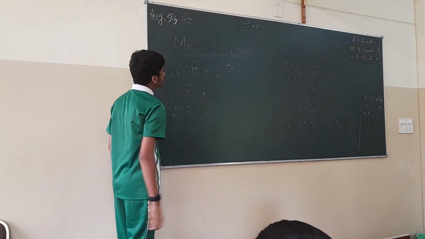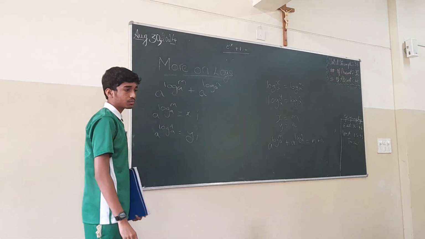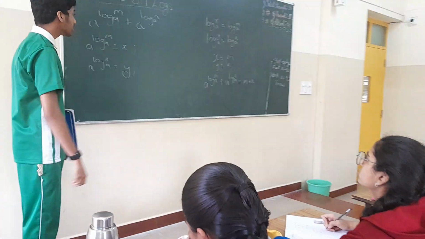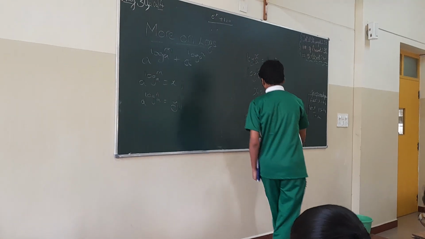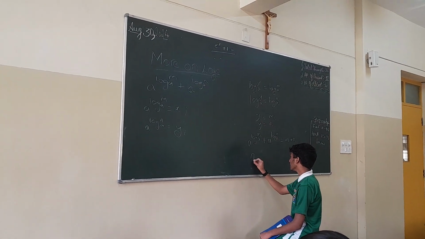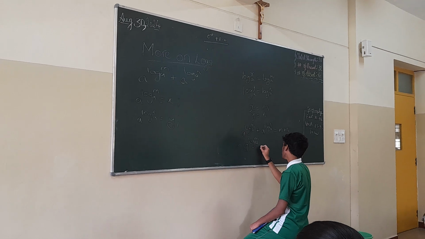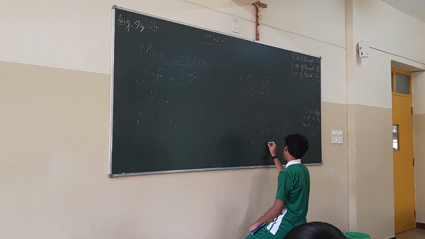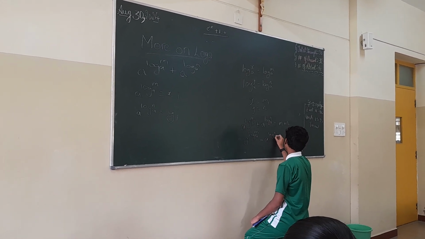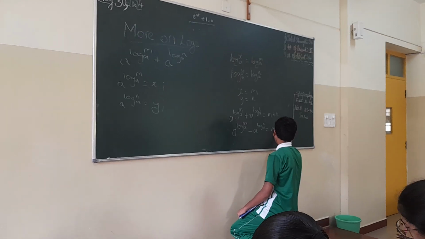What if a minus was here instead of plus? Then this is minus. So a raised to log m to the base a minus a raised to log n to the base a is equal to m minus n.